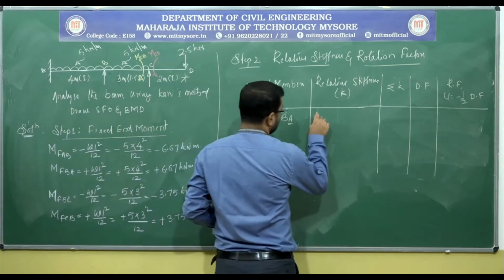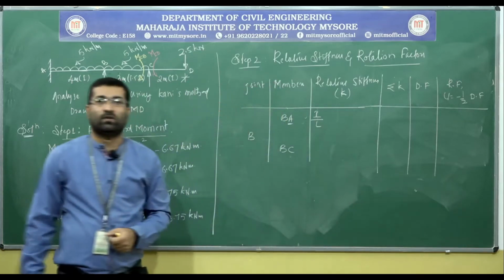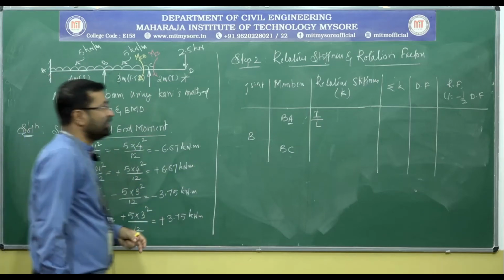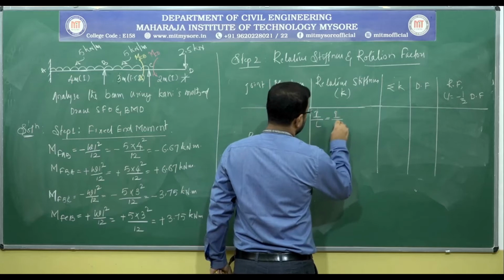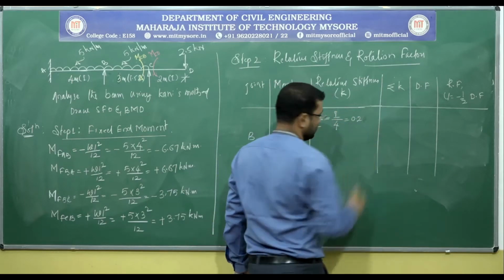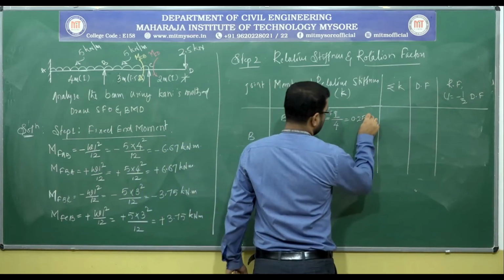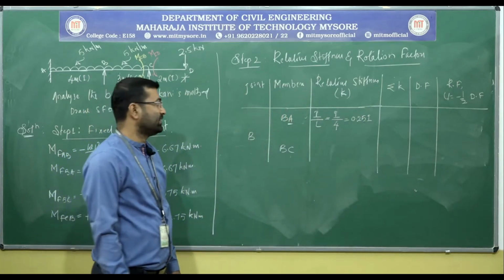So whenever we have the fixed support, we use K is equal to I by L. So here the I value is I, there is no change in the value, but L is 4 meter, which gives you 0.25 I as the relative stiffness.